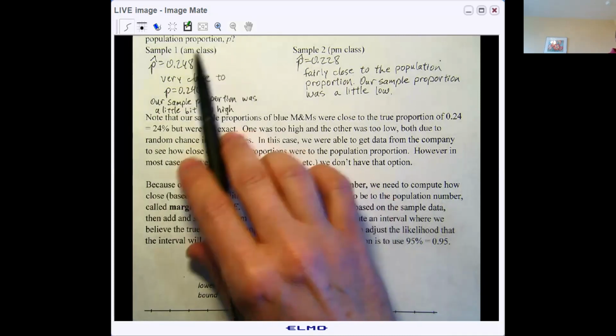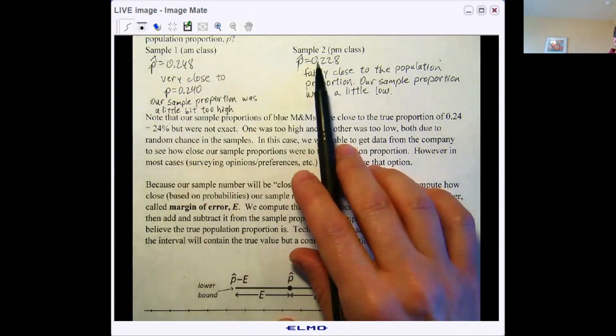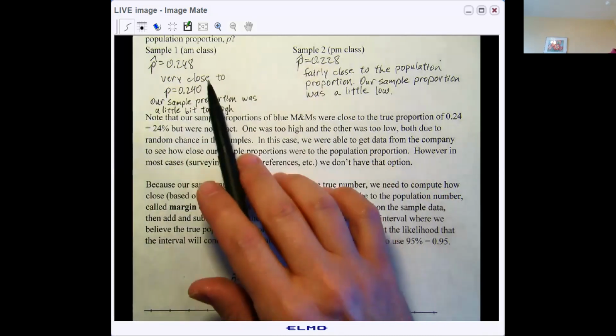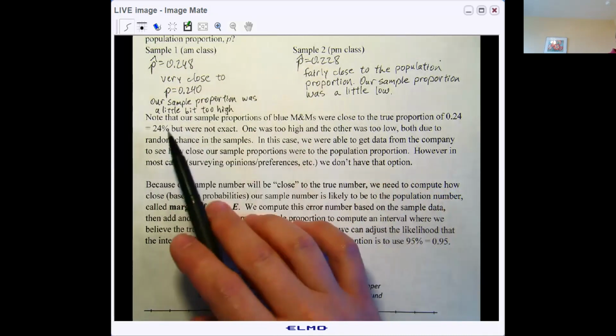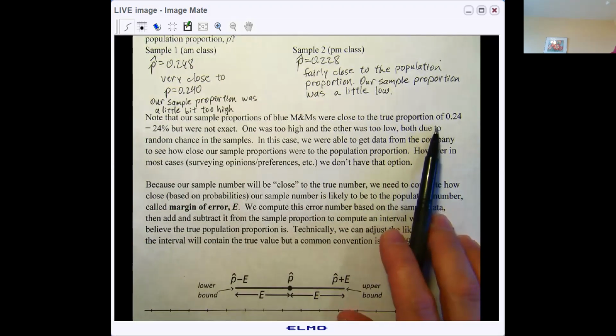Remember that we were talking about the proportion of M&Ms that were blue. In the morning class from my statistics group, about 24.8% were blue. And the sample from the afternoon class was 0.228 or 22.8%. Notice that both of these were quite close to the actual population proportion of 24%, but they weren't exact.